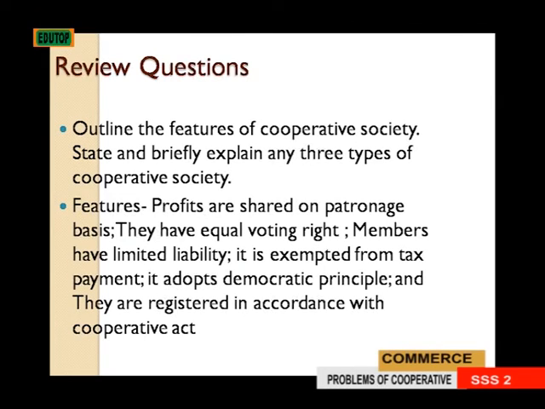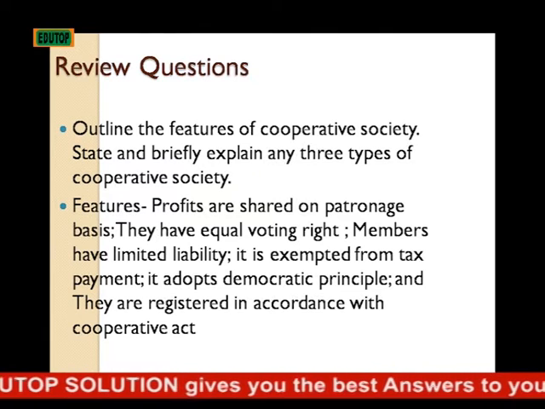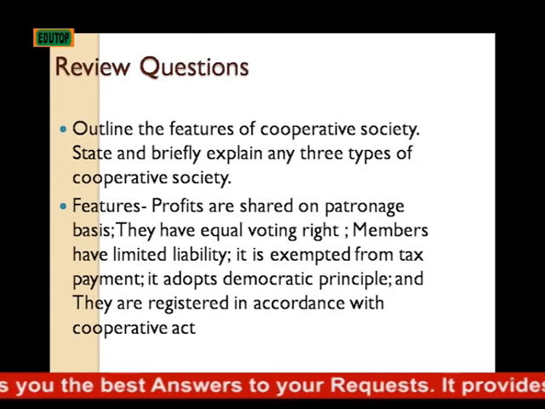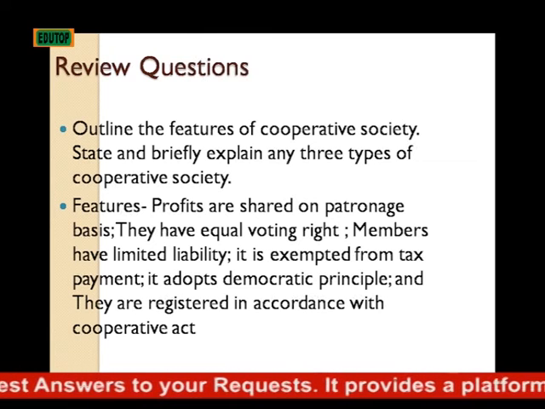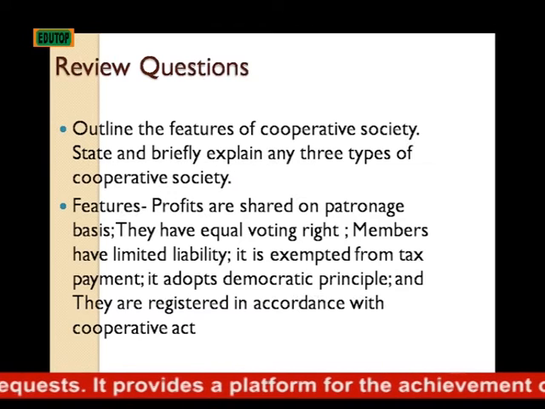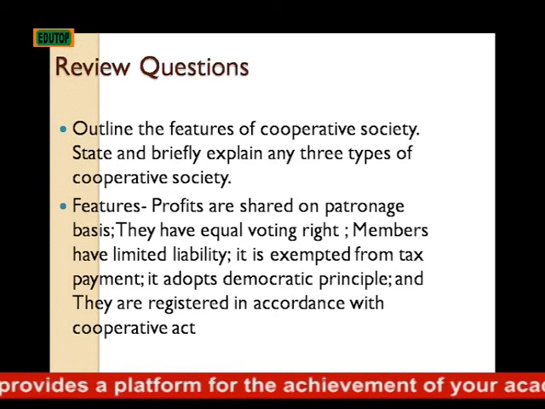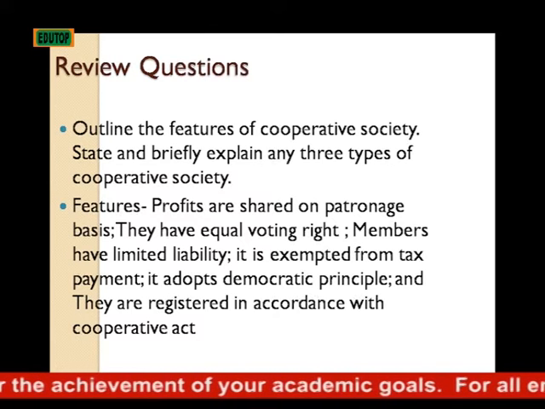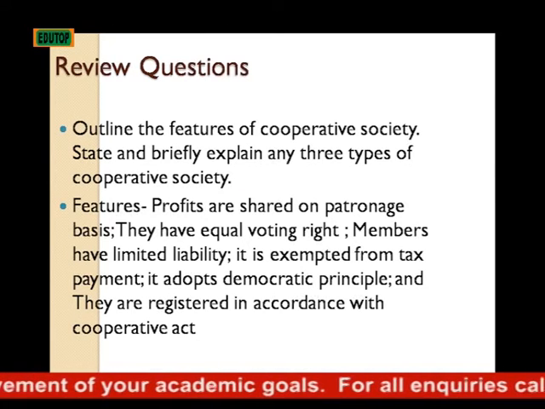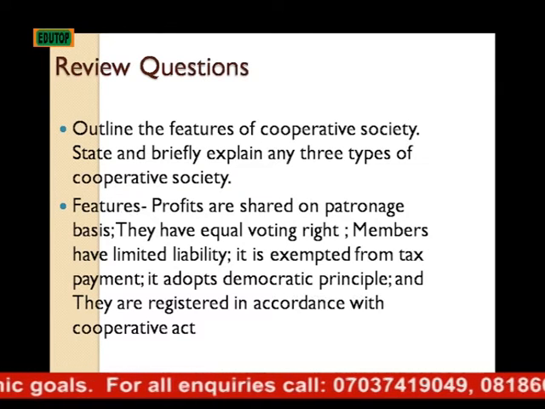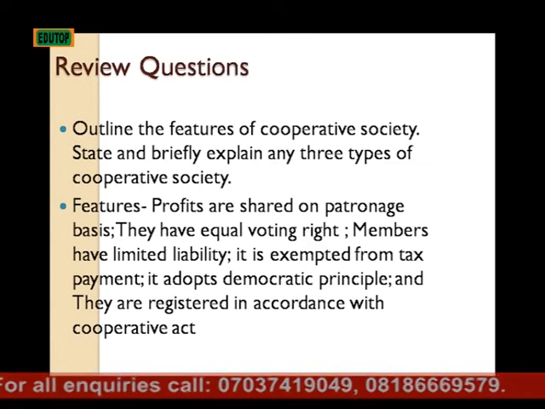Now let's review questions. Outline the features of cooperative society and state and briefly explain any 3 types of cooperative society. Features now. Profits are shared on a patronage basis. Another feature, they have equal voting rights. Members have limited liability. It is exempted from tax payments. It adopts democratic principle and they are registered in accordance with cooperative acts.